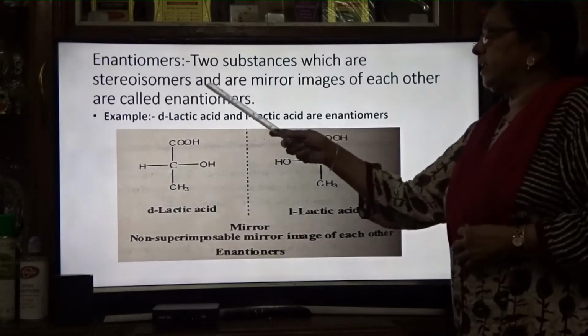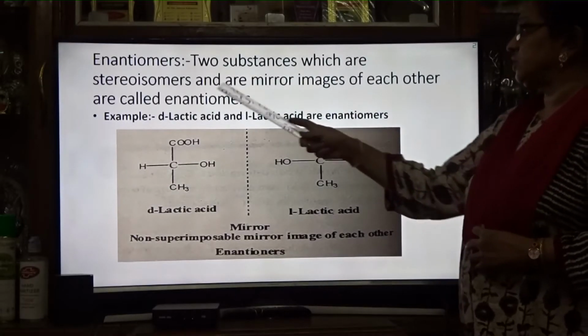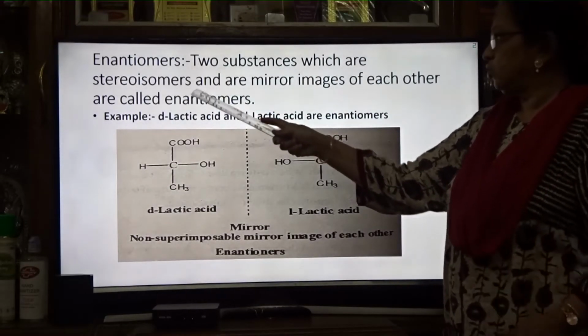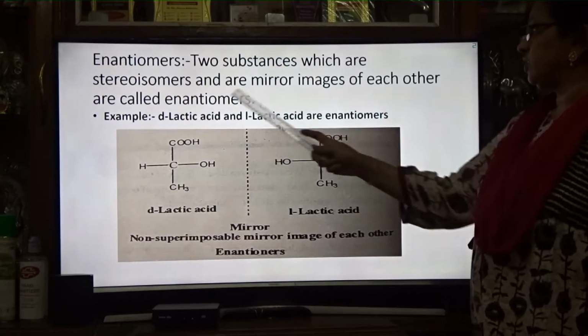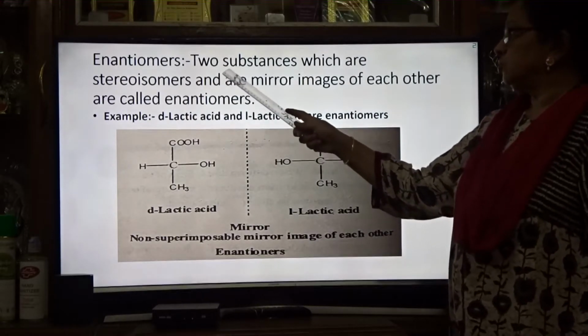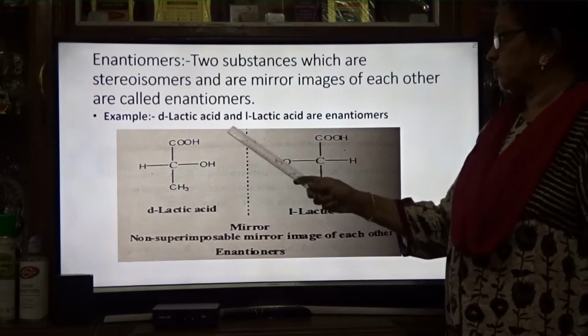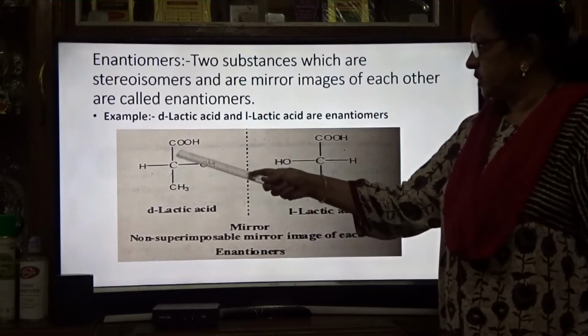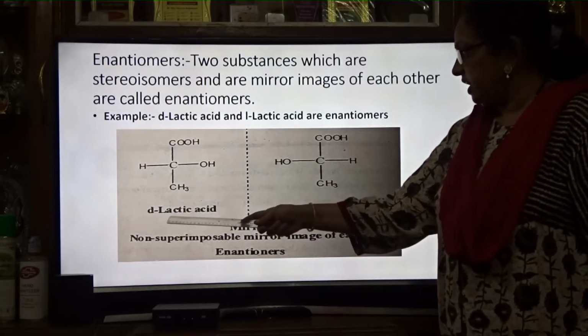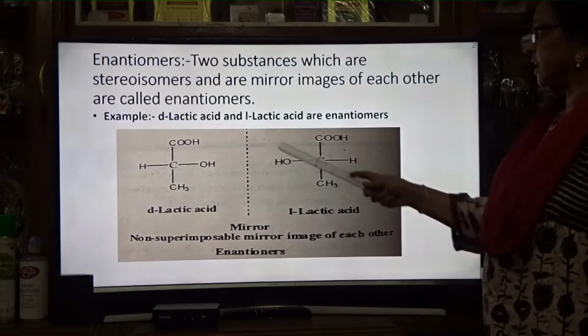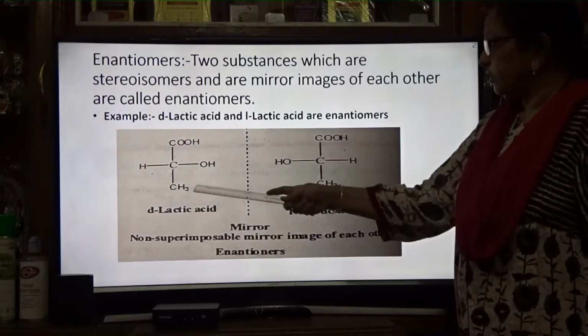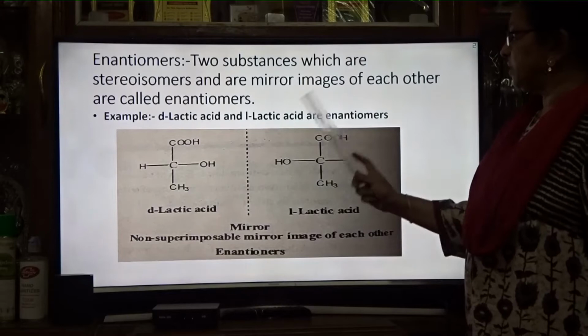Then what are enantiomers? The two substances which are stereoisomers and are mirror images of each other are called enantiomers. So if there are two stereoisomers, an example is D lactic acid and L lactic acid. They are enantiomers. They are stereoisomers and they are also mirror images of each other.